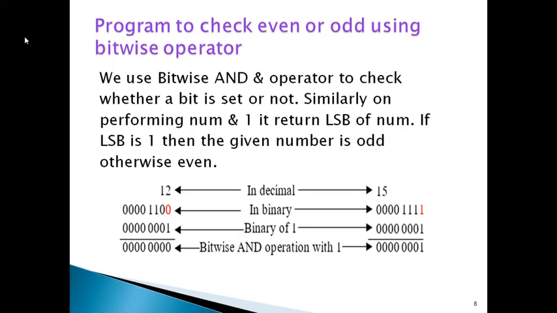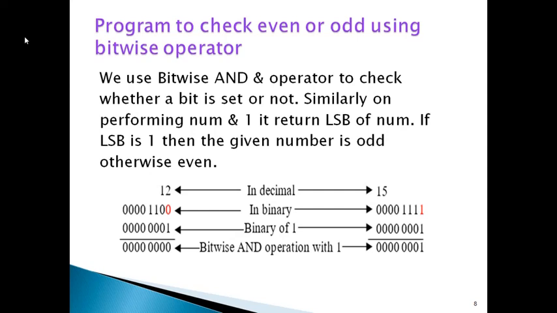Now we will see one more example. On the right side, the number is 15. The decimal number is 15. The equivalent binary format is 00001111. This number is ANDed with the bitwise operator with 1.